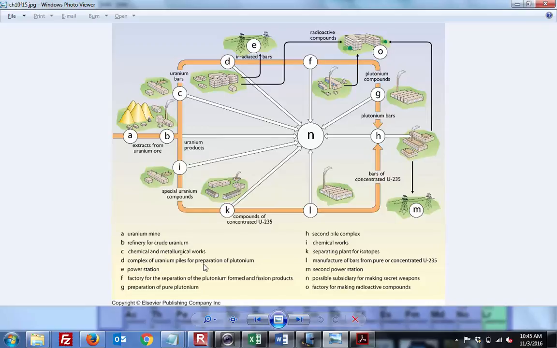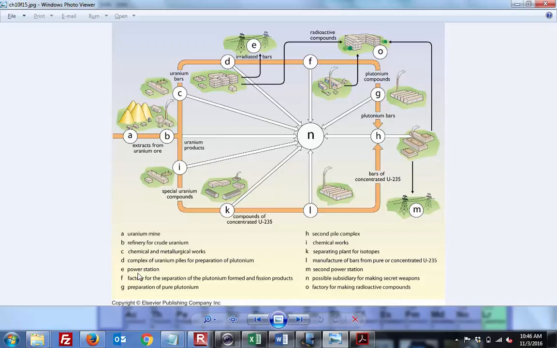Complex of uranium piles for preparation of plutonium. That's just like a staging area? Well, there's a lot of processes going on, so you have to set up your reactors. So you could send some of your plutonium off to make power, because it itself is reactive.